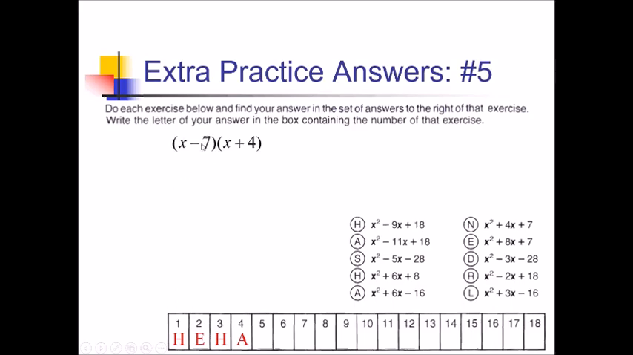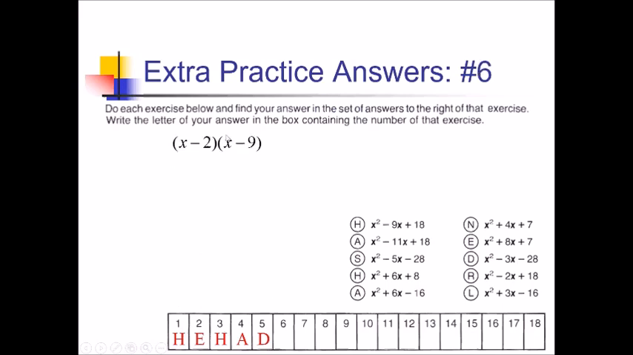On this problem, we're going to go and FOIL this out. So x times x, our first is x squared. X times 4 is 4x. Negative 7 times x, negative 7x. And then negative 7 times 4, we've got negative 28. 4x minus 7x gives us a negative 3x in the middle. And looking for that in our answer choices, we see that matches D. So box 5 is going to be a D. So we're seeing some things that could be words here. I'm thinking maybe we have a he and a had, but we'll see.